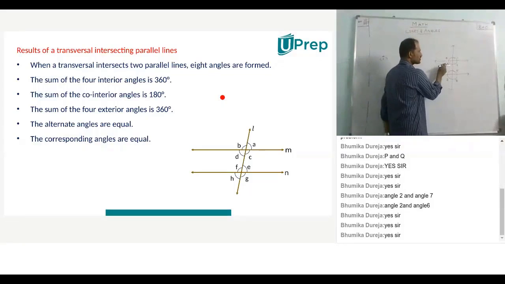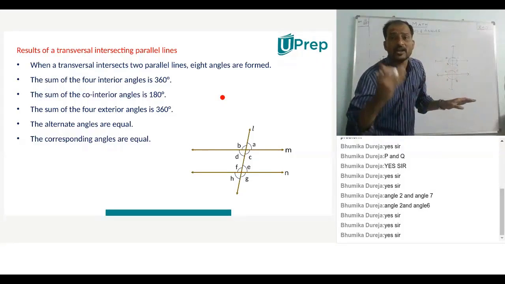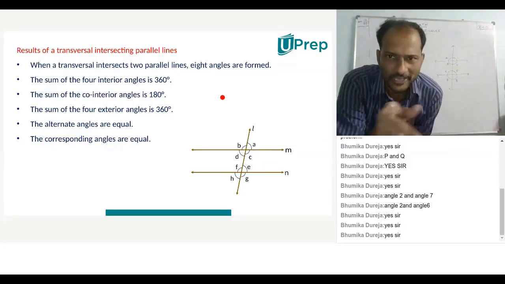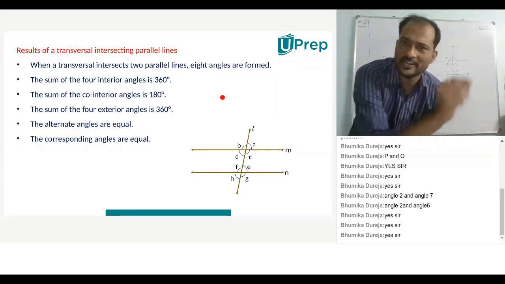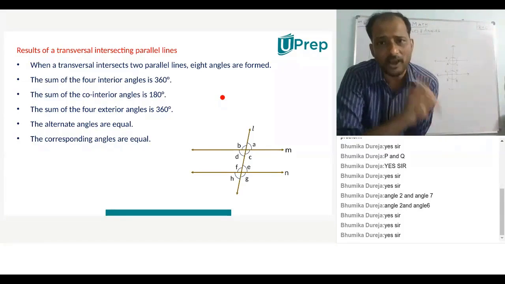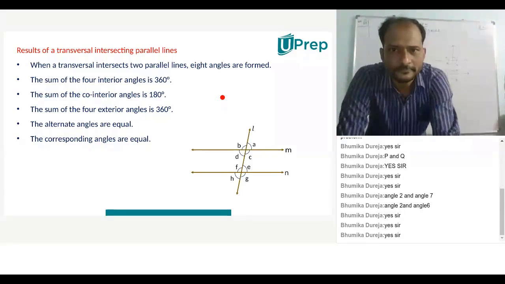Now, 3 and 5 are interior angles. They lie on the opposite sides of the transversal and they are not adjacent. So what are they? Alternate interior angles. Is that clear? If both are exterior, we call them alternate exterior angles. If both are interior, we call them alternate interior angles. I hope you all understood now.